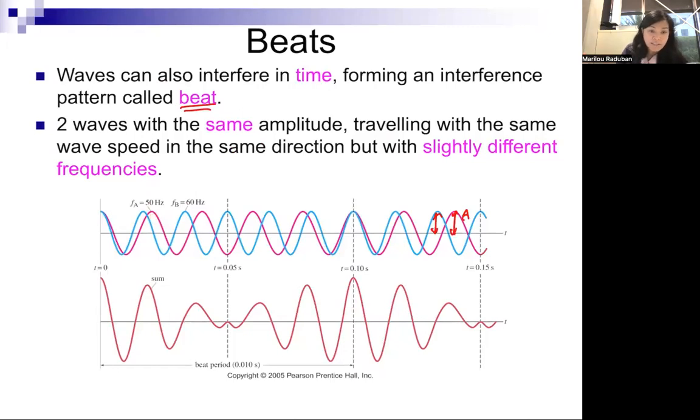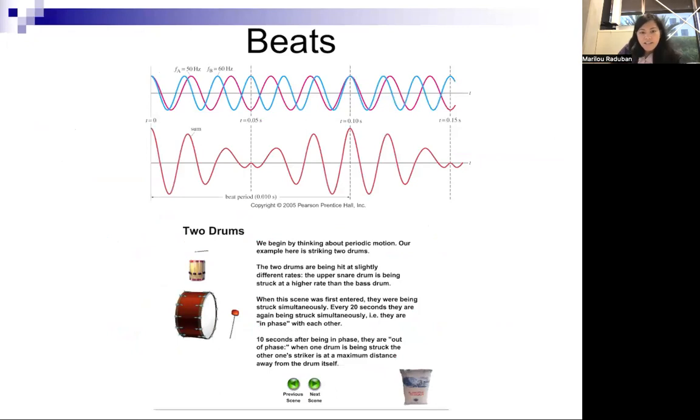Frequency is the inverse of the period, and period is the distance between two successive points along the oscillation of the periodic motion. So they have slightly different frequencies. The formation of beats is sort of like two drums that are beating out of sync.